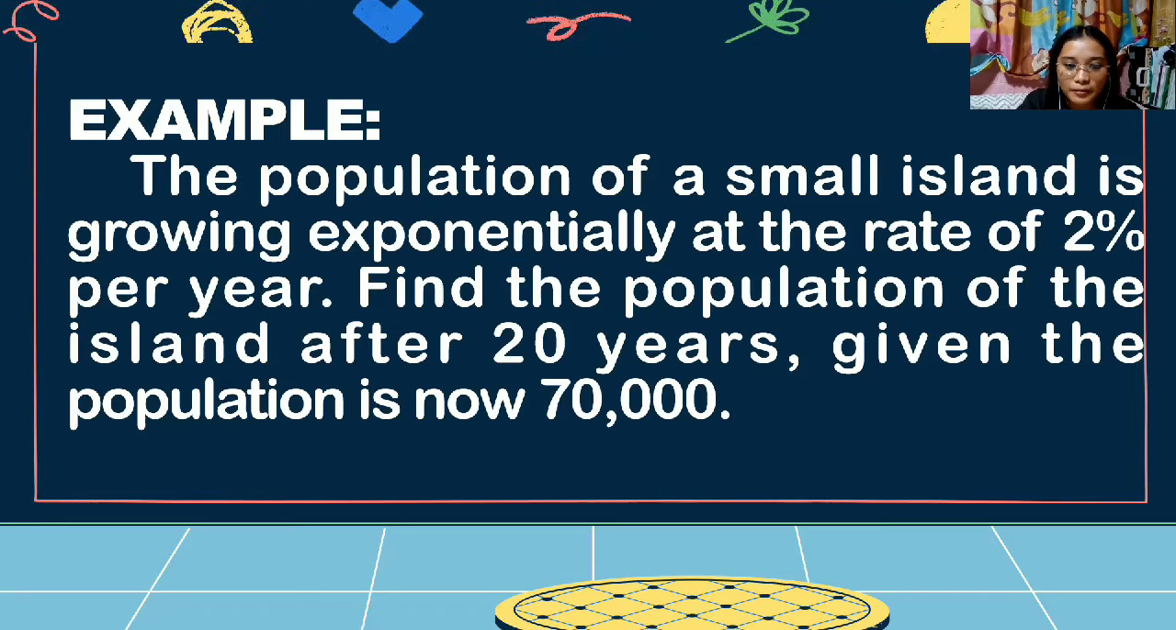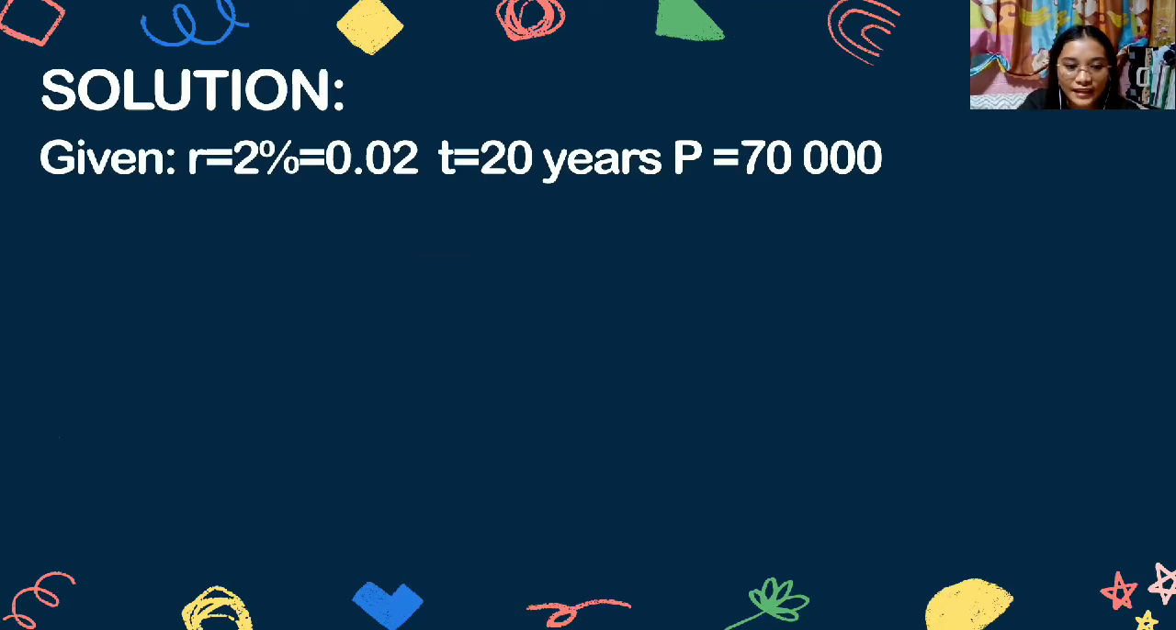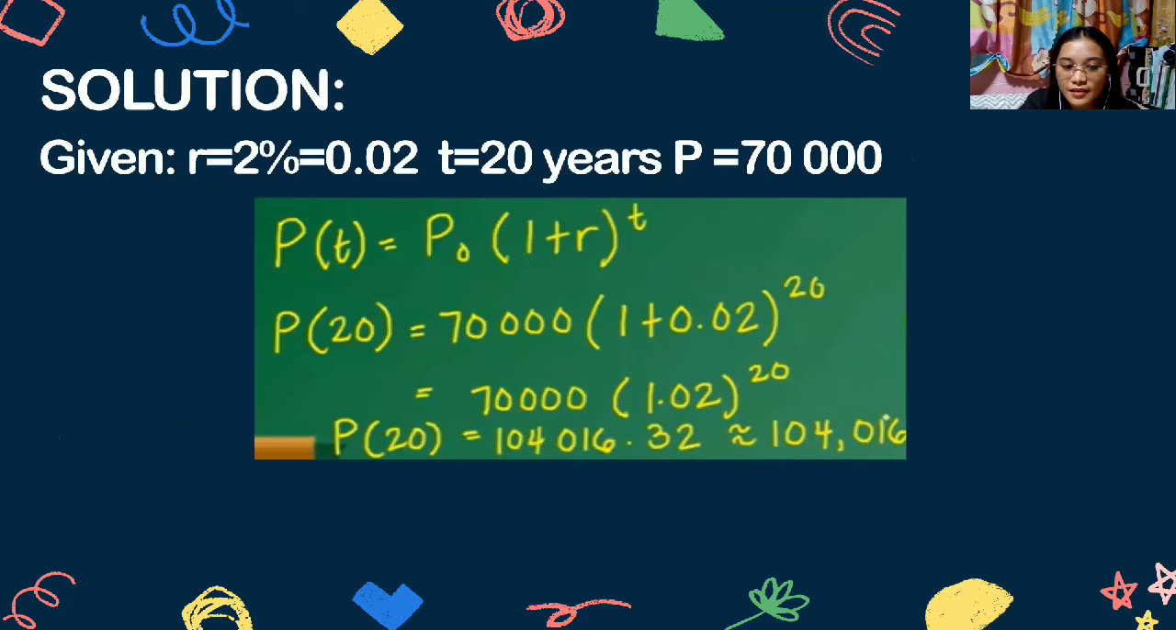To solve this problem, let us first list down the given values. We have the rate 2% or 0.02. We also have time, which is 20 years, and the current population is 70,000. Following the formula of the exponential growth, we have P of t equals P sub 0 times (1 plus r) raised to t. So, we are looking for the population after 20 years.